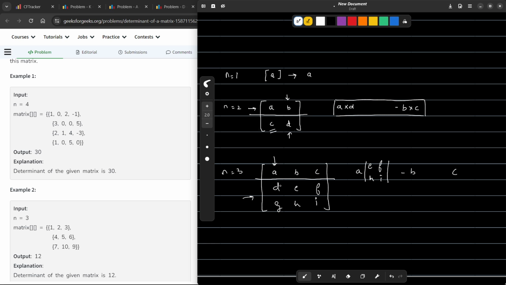Similarly for B, for B we are going to ignore E and H, right, because they are in the same column as B. So the remaining elements are D, F, G and I. Similarly for C, we are going to ignore all the remaining elements in the same column as C, that is F and I, and we are going to write D, E, G and H, right. So these are all the elements that we know of. Now this value, whatever this computes to, will be our final determinant of the current matrix.